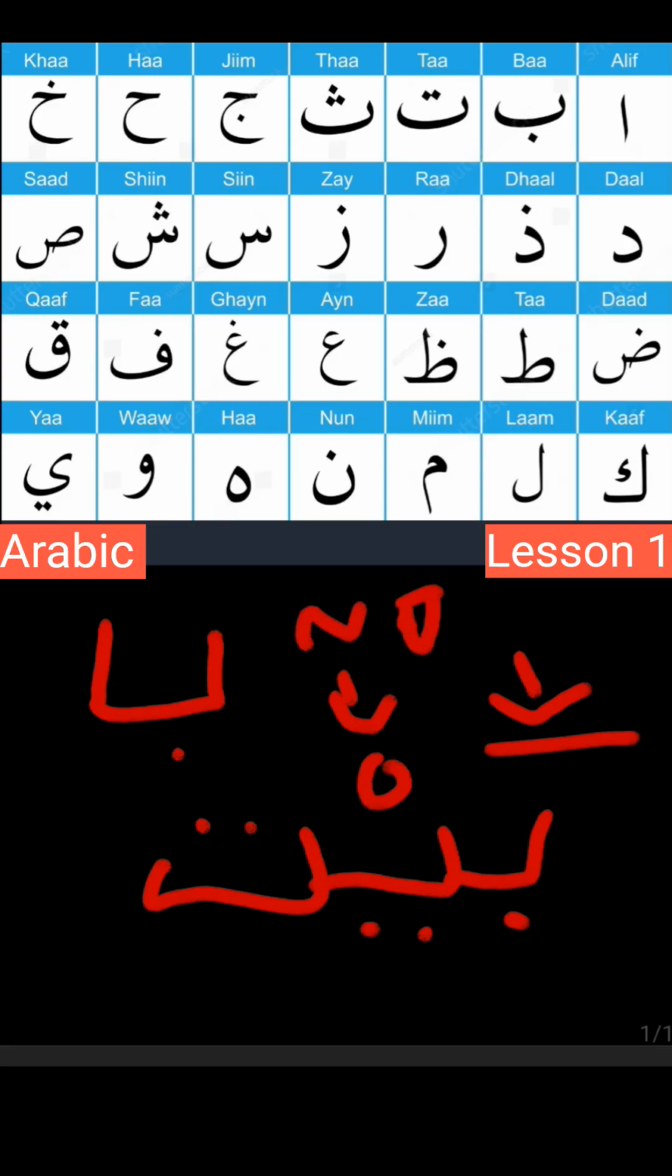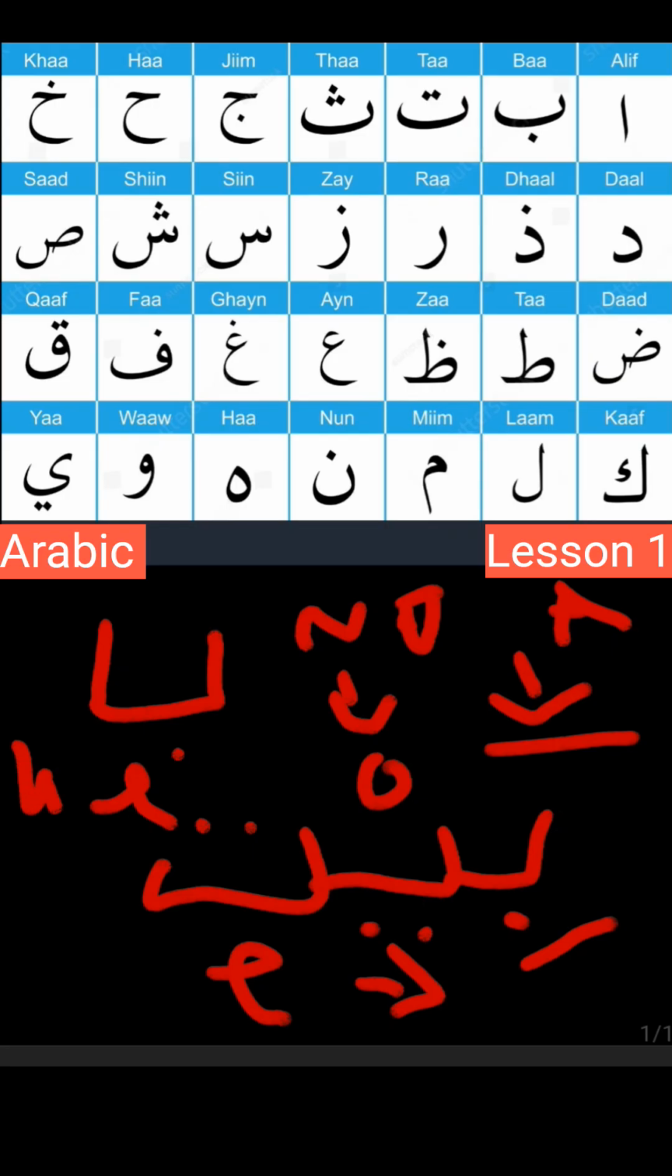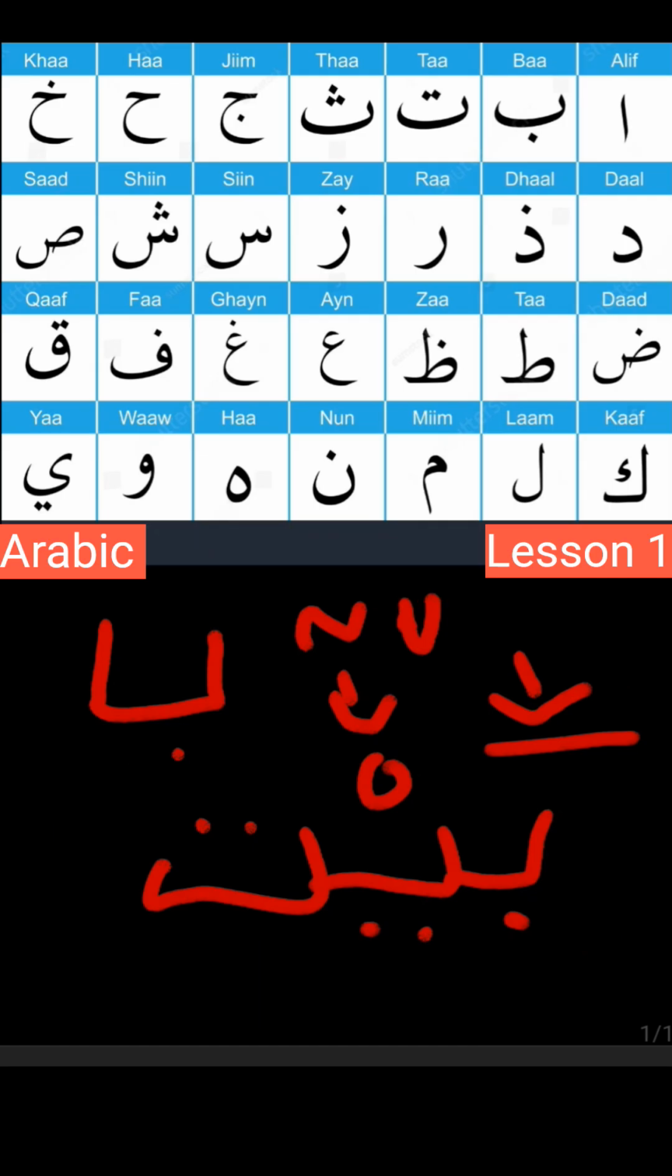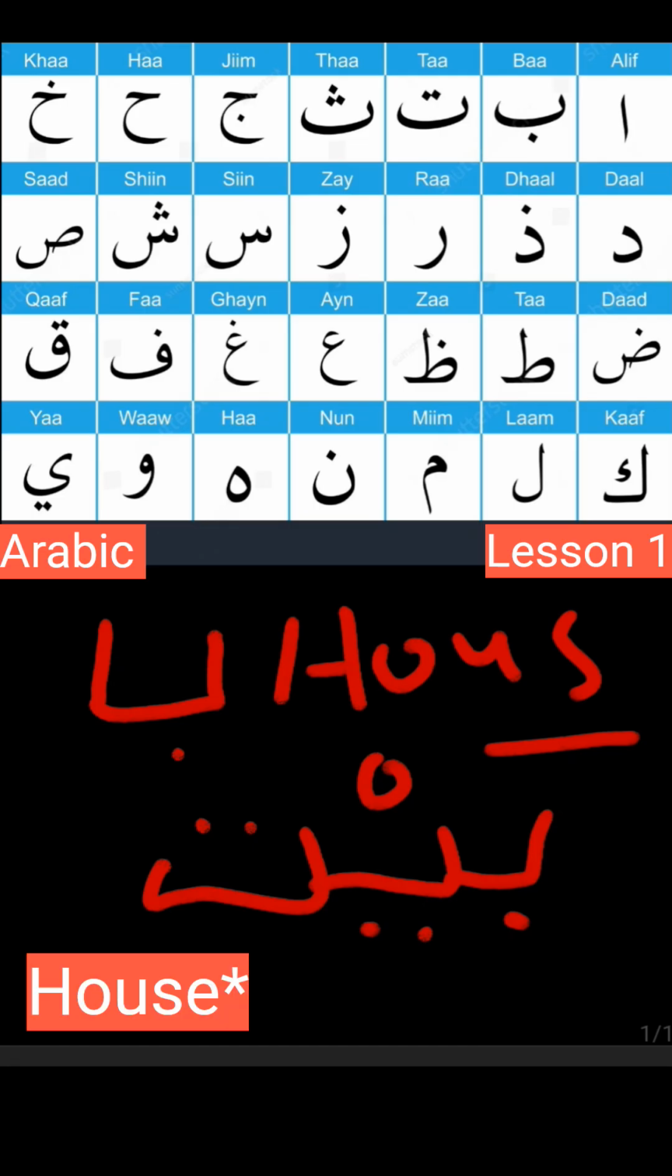It means no sound, and this line that's above means an a sound, and when it's below, it's an e sound, and when it's above and looks like a twist, it's an oo sound, like the letter U. But just ignore those for now. I'll explain it when I'm teaching grammar. So we have bait, and bait means house. So this is how the letter B looks in the beginning.